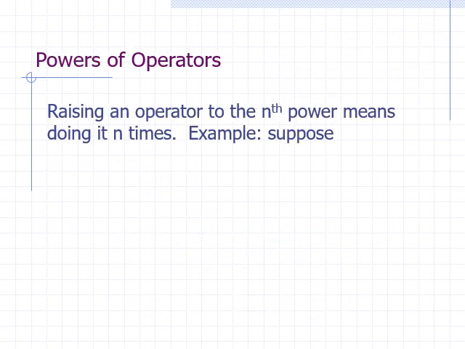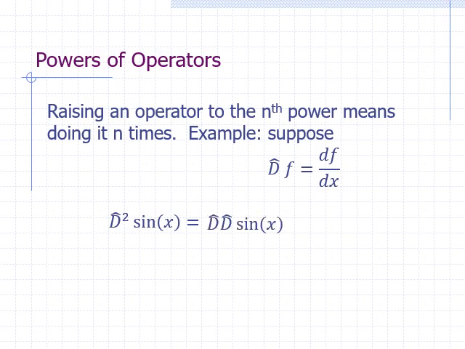Raising an operator to the nth power simply means doing it n times. For example, suppose the D hat operator is defined such that applying it on a function yields the derivative of the function with respect to x. What function do we get if we apply D hat squared on sin x? D hat squared means apply D hat twice. Applying the rightmost D hat on sine x gives us cosine x. Applying the remaining D hat on cosine x gives us negative sine x.